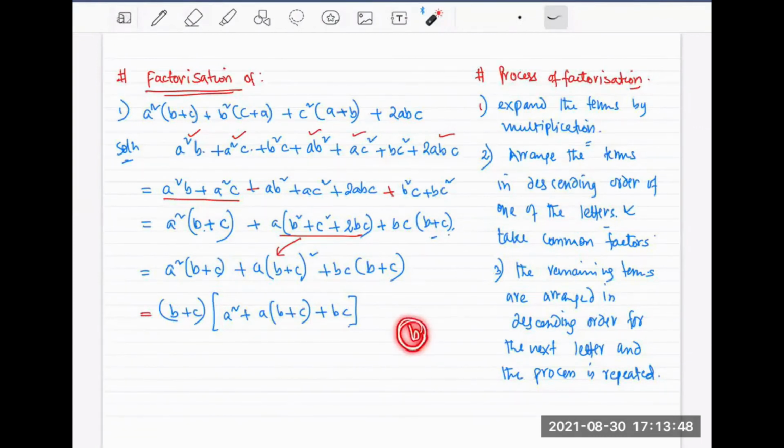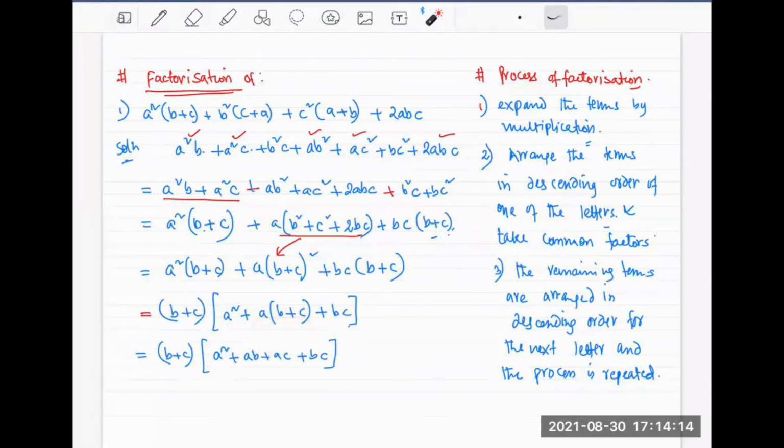The letter B, because A is already done. Let's see how it is. I'm just multiplying the terms inside: a square plus ab plus ac plus bc. I'm just expanding this, okay? A square remains the same, bc remains the same. This part is still here.